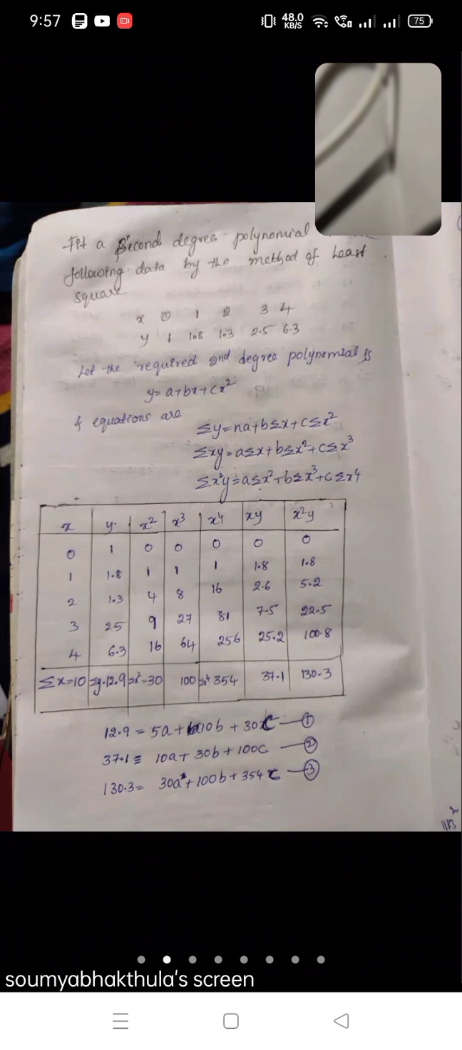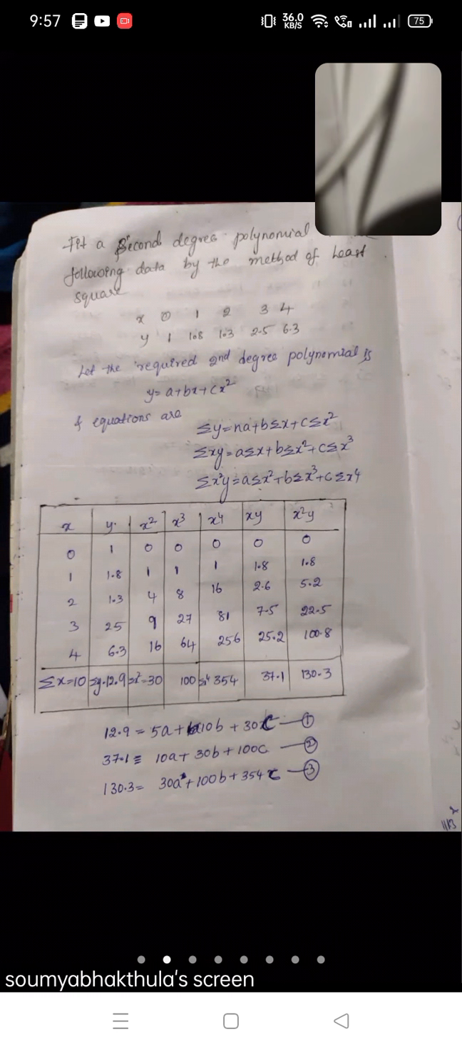So the question, is it visible? Is it clear? Let us fit a second degree polynomial to the following data. Yes, ma'am. Okay. So the question is fit a second degree polynomial to the following data by the method of least squares. You have here a second degree polynomial equation. The question is you have to find the second degree. So here the x values are 0, 1, 2, 3, 4 and the y values are 1, 1.8, 1.3, 2.5, 6.3.